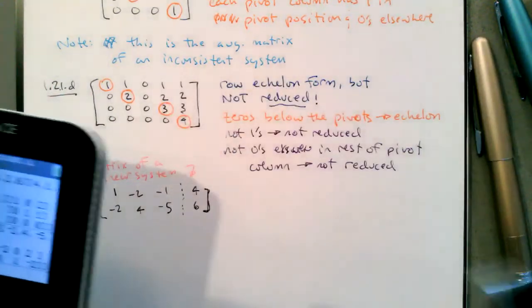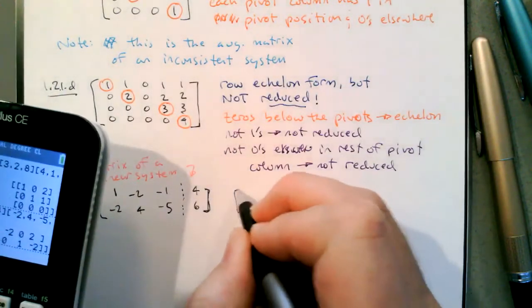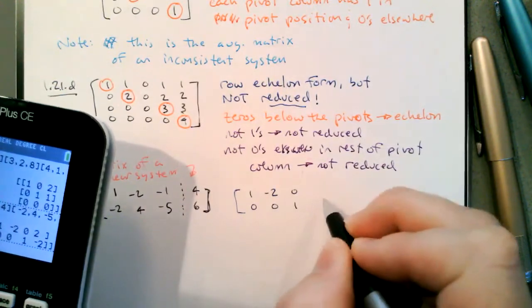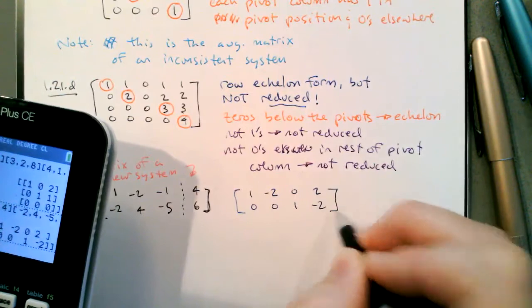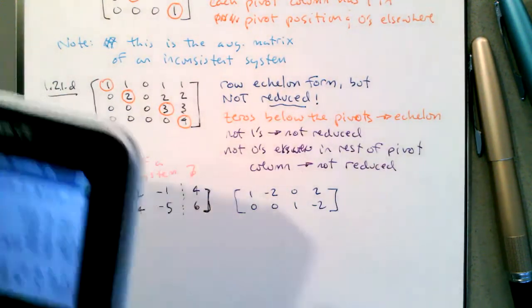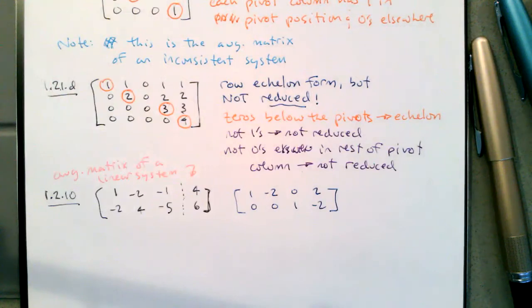So we get 1, 0, -2, 0, 0, 1, 2, -2. No, oh, dang it. My camera was on screen, my calculator was on screen the whole time.